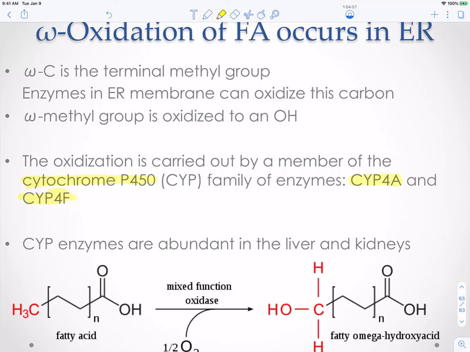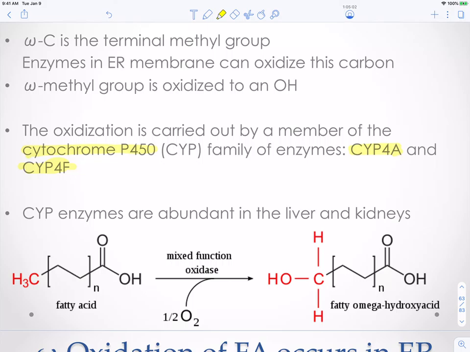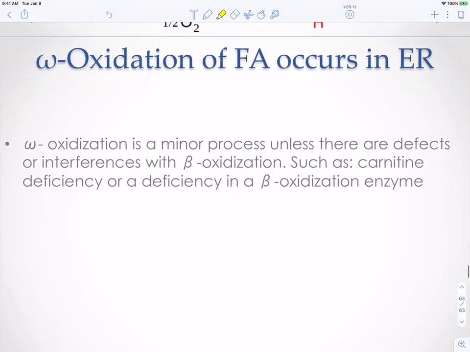So not surprising, they're going to be very abundant in liver and kidneys, and also there's going to be some in the gut. Basically, you have a fatty acid, and you have oxidase reactions, and then you're going to get an omega hydroxy acid. So we don't have to go too much into the process of this. It is a very minor process, unless there is something wrong with beta oxidation, and then, of course, you will have an increase of those P450s made via transcription and translation, and they can compensate a little bit if there are defects in beta oxidation.